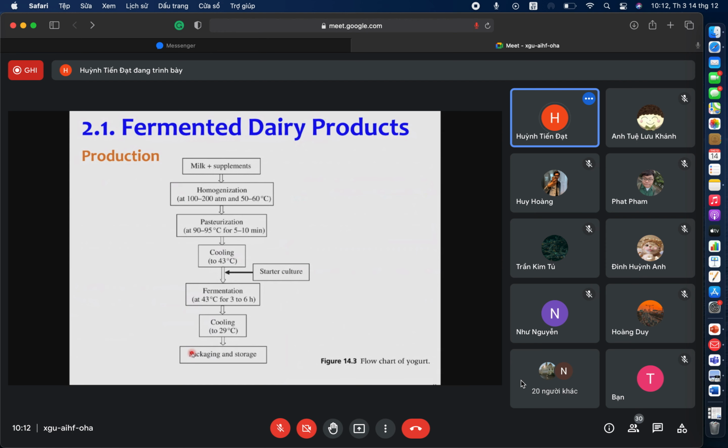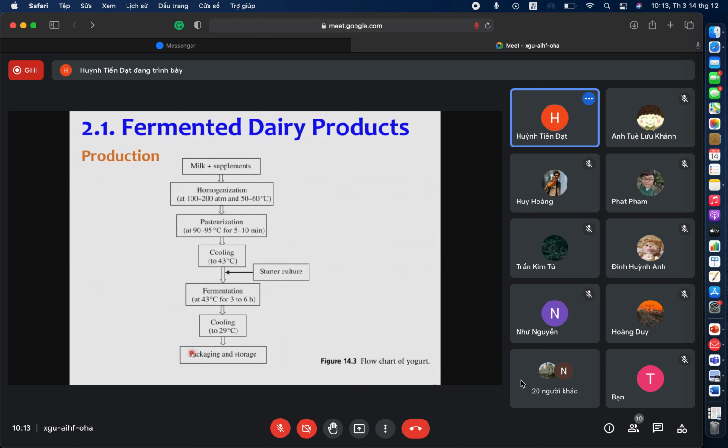Okay, so have a look at the production chart. The flow chart says first we get the milk with the supplements. Why do we need to have supplements here? What do you think the supplements are? I think it could be some ingredients. For example, sugar. Not only sugar, but also something suitable for lactic acid bacteria growth. We try to make the best condition for the growth.